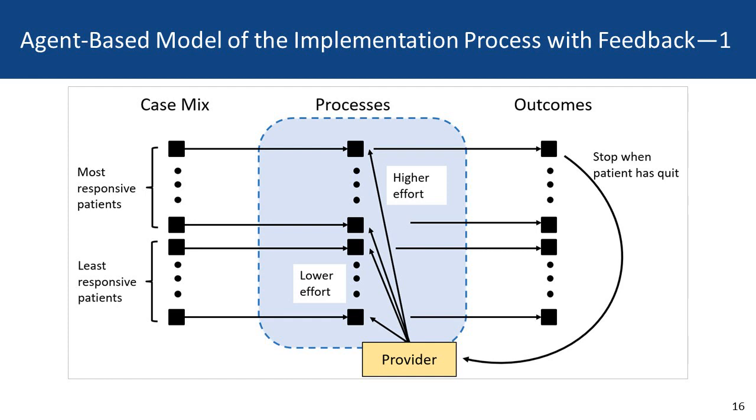Here, I want to start looking at feedback. One kind of feedback is when the provider differentiates between different patients. So in this case, the provider may provide higher effort towards the patients who are most responsive and lower effort for those who are least responsive. Another important feedback process is more logical, and that is that when the patient achieves the outcome, in this case, when the patient has quit smoking, then the provider will no longer provide extra effort.